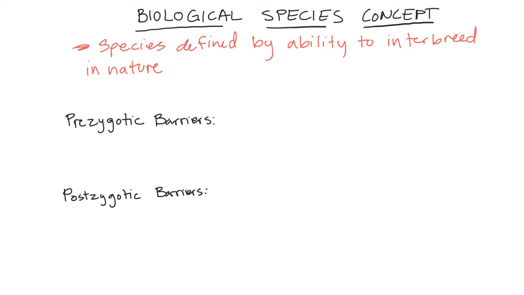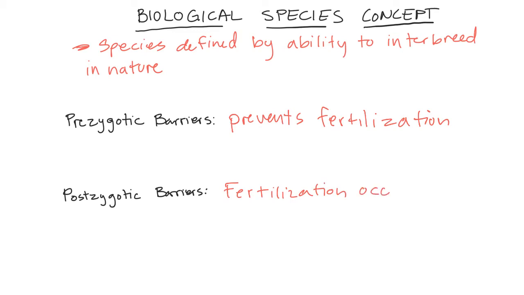Okay? So there are then barriers that can prevent breeding that can either be prezygotic or postzygotic. What's a zygote? All right, so the fertilized egg forms the zygote, okay? So if it's a prezygotic barrier, then it prevents what? Fertilization. Good. And if it's a postzygotic barrier, that means fertilization occurs, but they are either unviable or infertile.